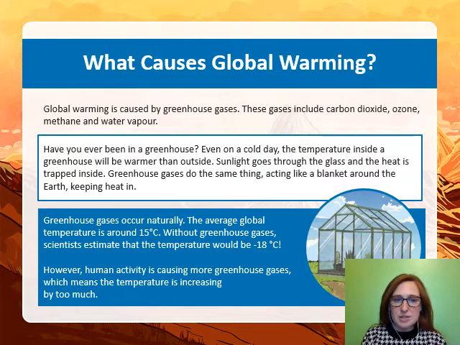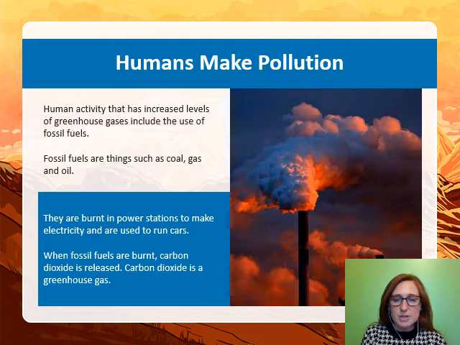So although we just pointed out that some of those greenhouse gases, or all of them, occur naturally, we are making too many of them. So humans make pollution. Human activity that has increased levels of greenhouse gases include the use of fossil fuels. Fossil fuels are things such as coal, gas, and oil. And if you remember from our science lessons, they're called fossil fuels because they come from fossils.